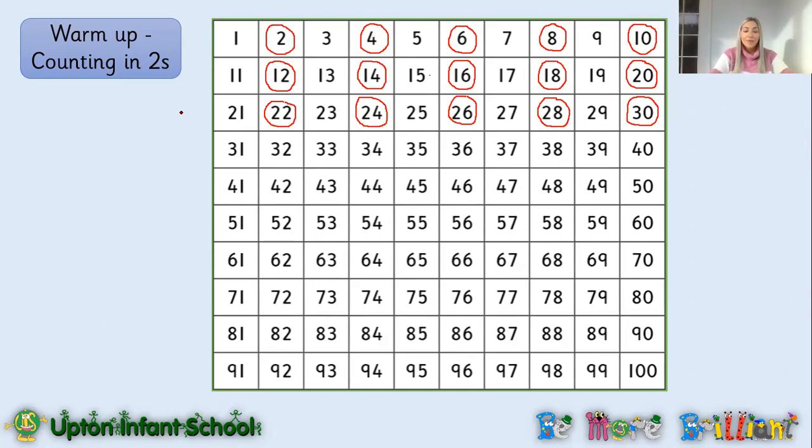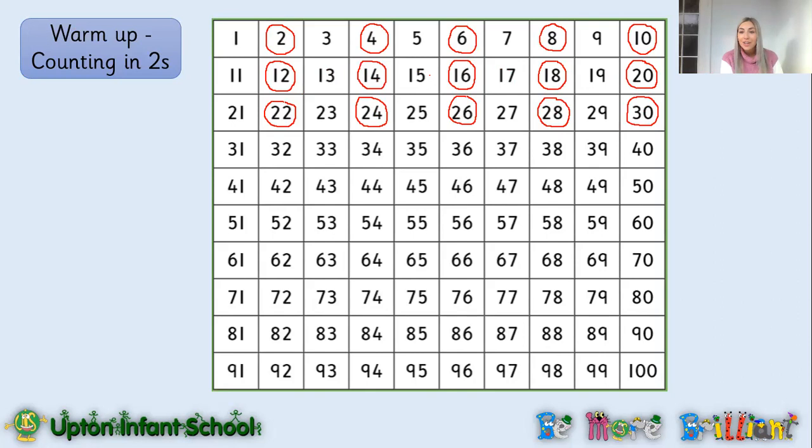Okay, so let's have a go at counting in twos together. You can either look at the screen or you can look at the 100 square, which you have just been writing on. Off we go. 0, 2, 4, 6, 8, 10, 12, 14, 16, 18, 20, 22, 24, 26, 28, 30. Well done, everybody. We are getting quicker and quicker every single day.